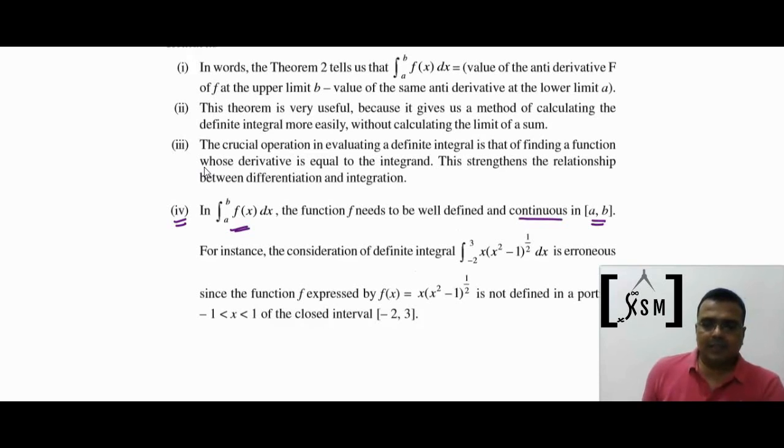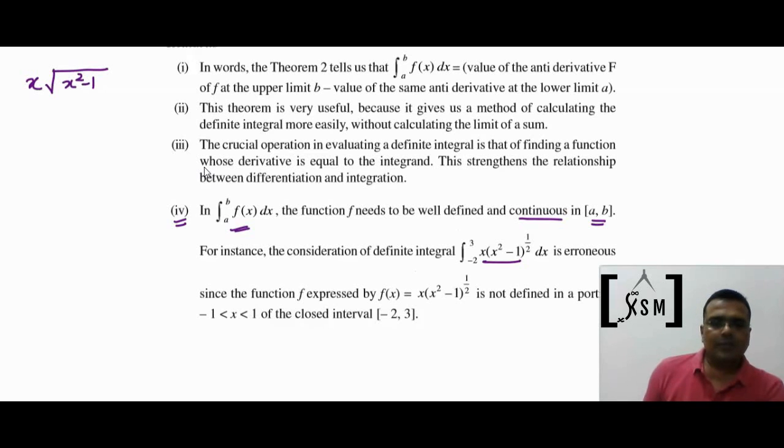Let's say there is a function x times square root of x square minus 1. Then the definite integration of this function from minus 2 to 3 will not be defined. Why? Let's understand why. Actually, this function is not continuous from minus 2 to 3. Why it is not continuous, I will explain. Have a look here. The function is x and square root of x square minus 1.